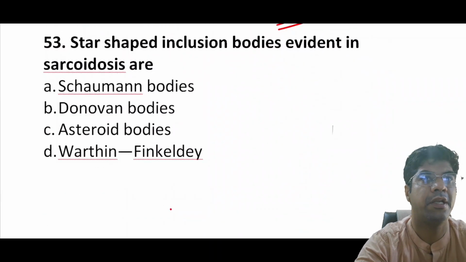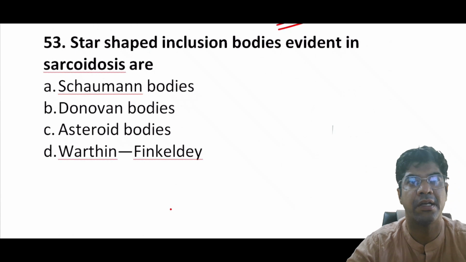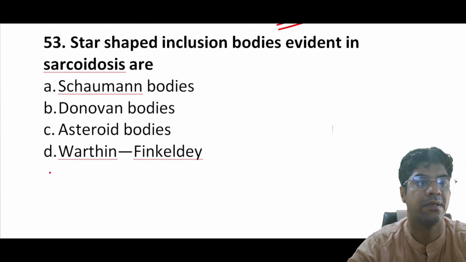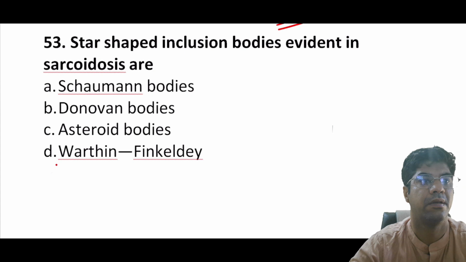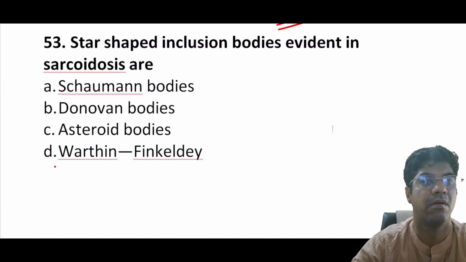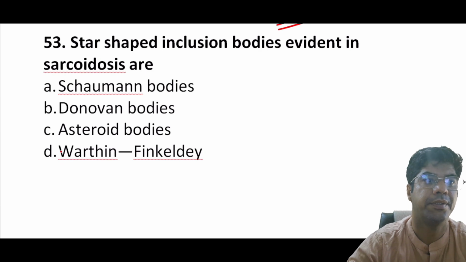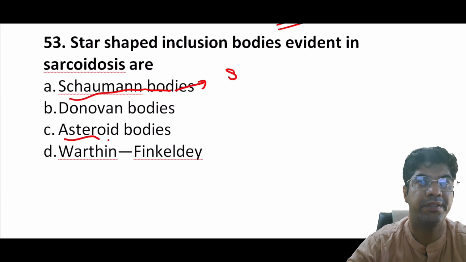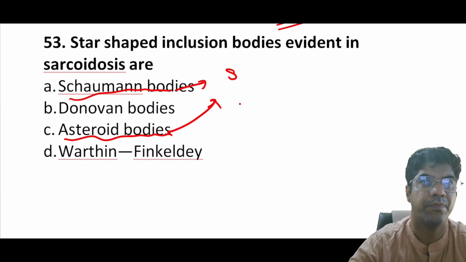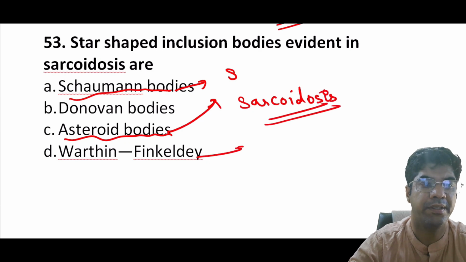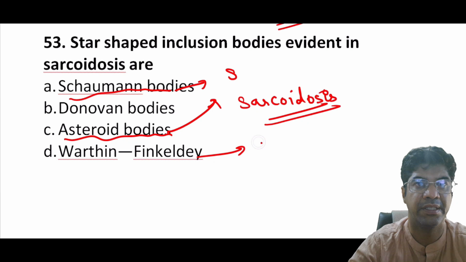The star-shaped inclusion bodies evidenced in sarcoidosis, so remember they are the asteroid bodies. So the answer is asteroid bodies, they are seen in sarcoidosis. Warthin-Finkeldey bodies, they are seen in measles.